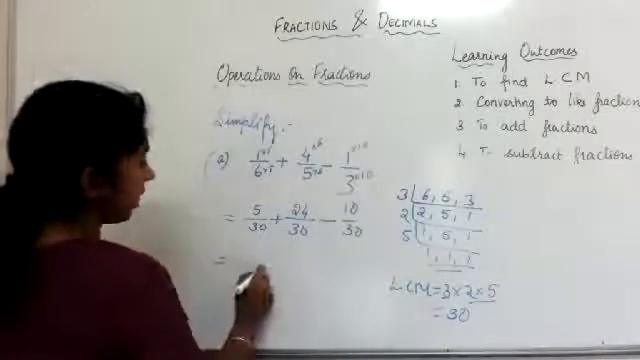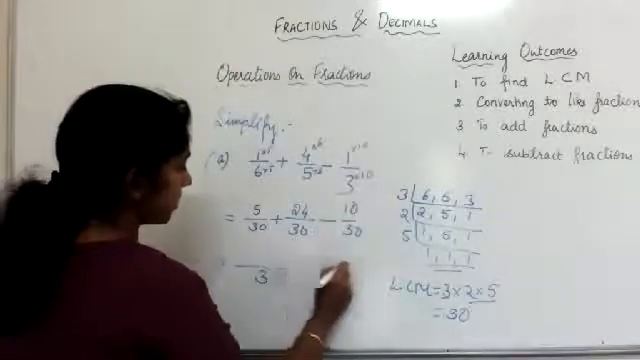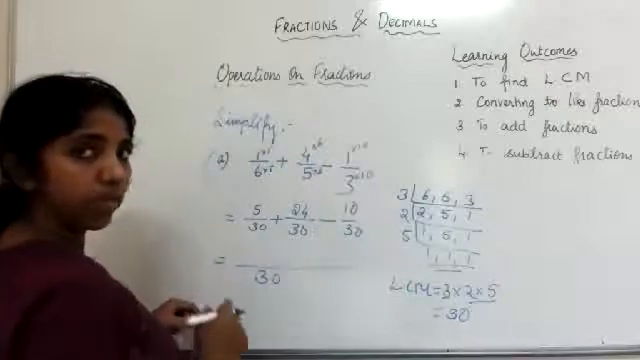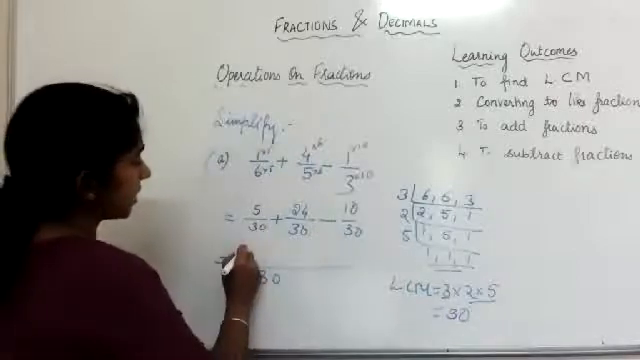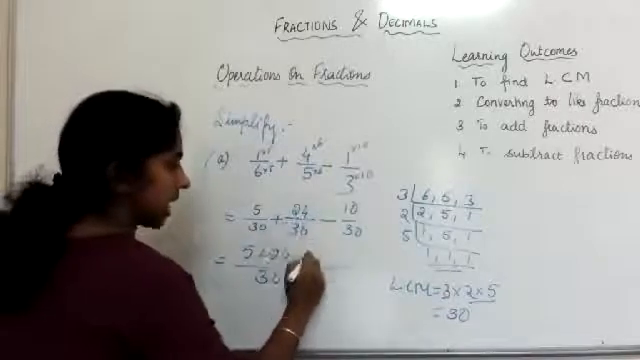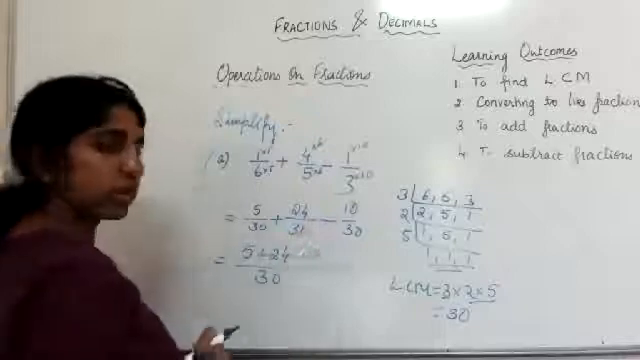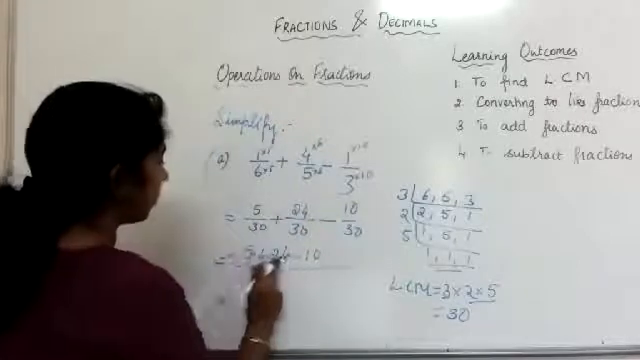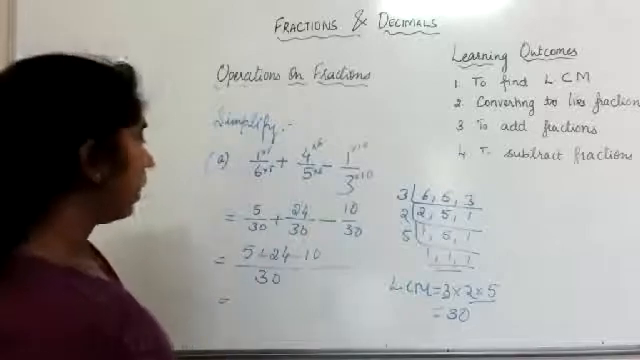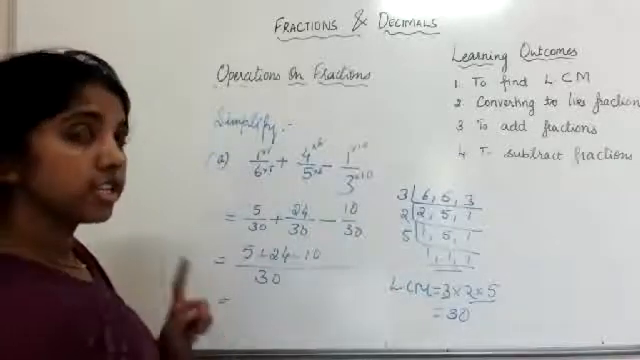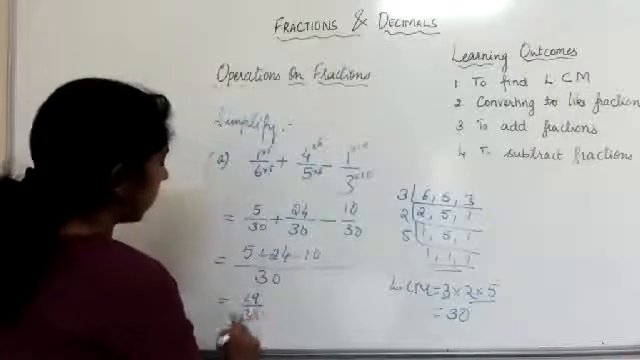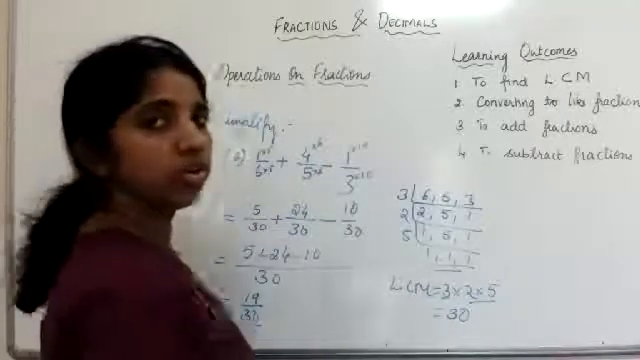Now again the denominators are the same, so you write the common denominator. Then just write the numerators along with their signs. So 24 plus 5 is 29, and 29 minus 10 is 19. So 19 by 30, which is a proper fraction, so you need not convert to a mixed fraction.